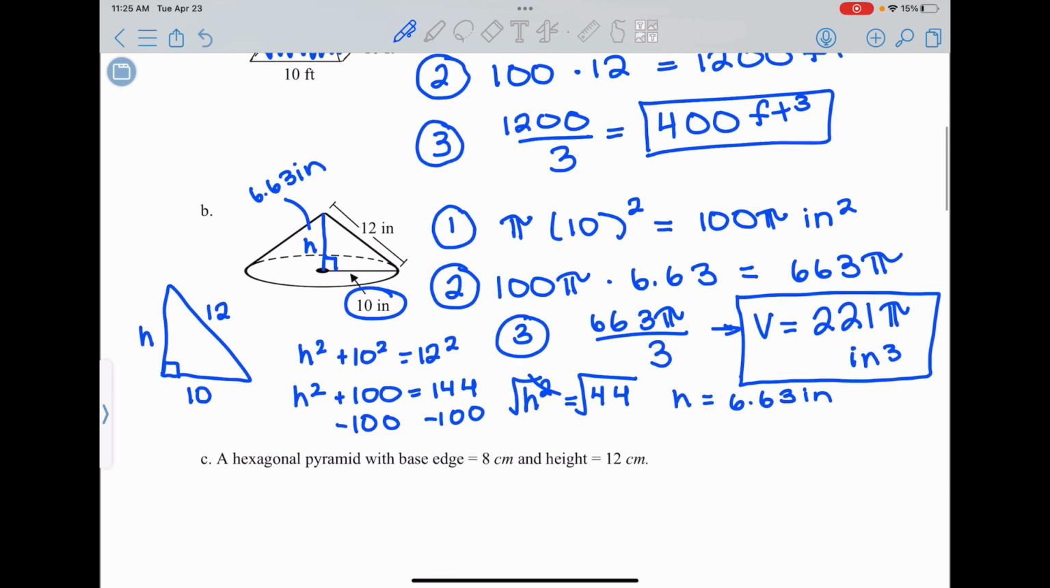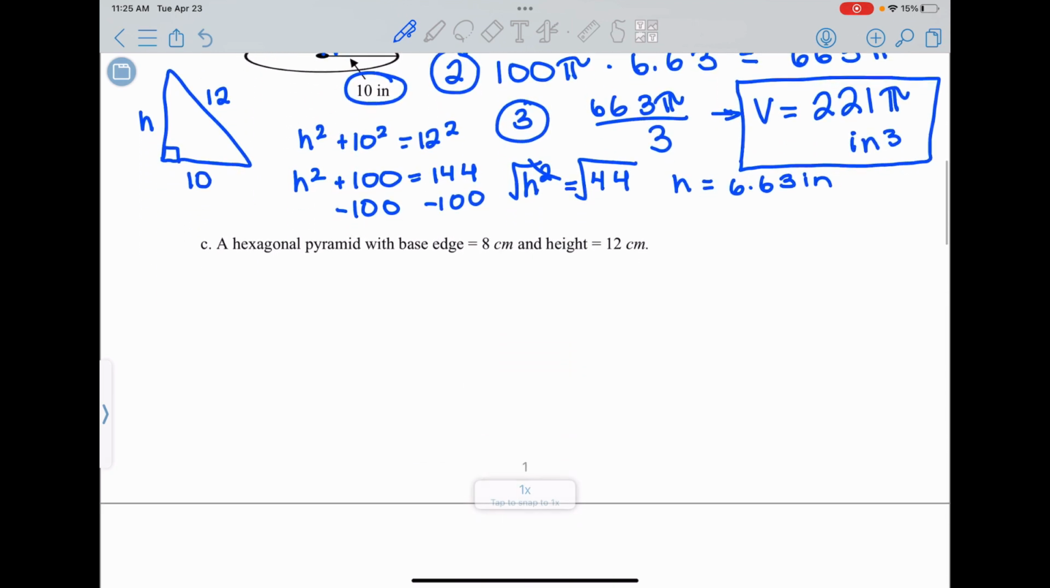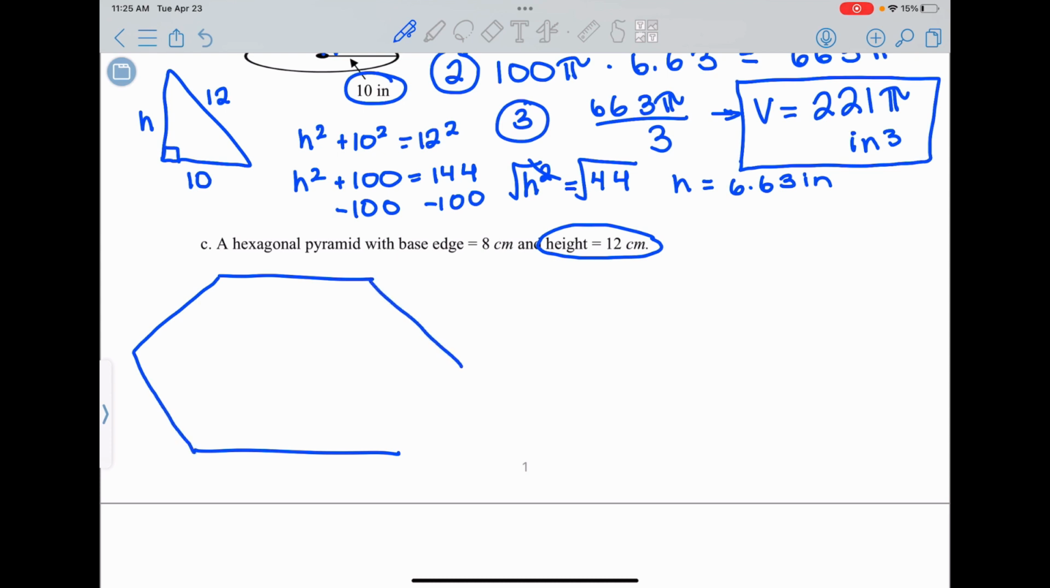And let's try one more. A hexagonal pyramid with base edge of 8 centimeters and a height of 12 centimeters. This height is referring to the height of the pyramid, so we are going to save that for later. Right now I have to worry about finding the area of my hexagon. In order to find the area of a hexagon, we split it up into triangles, and I'm going to have 6 triangles for my 6 sides.